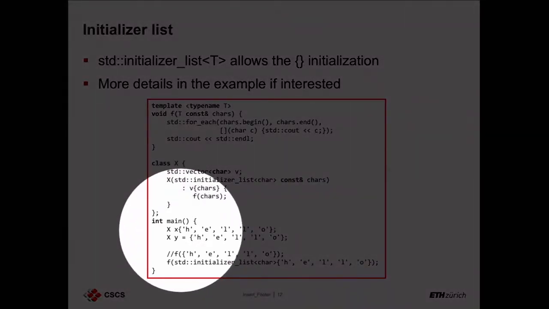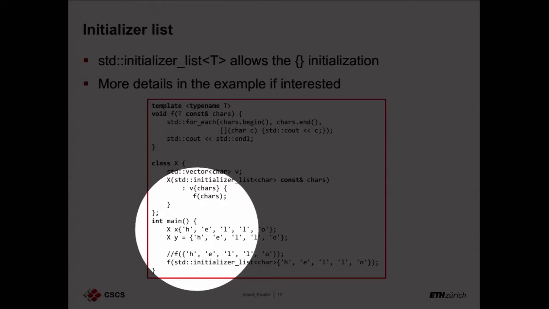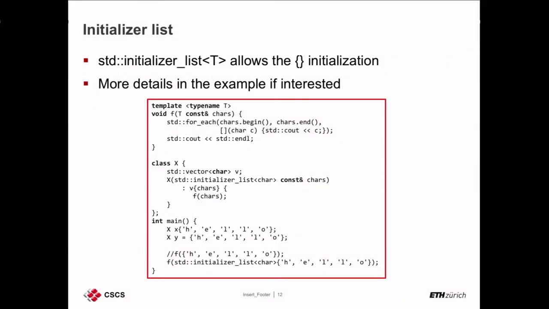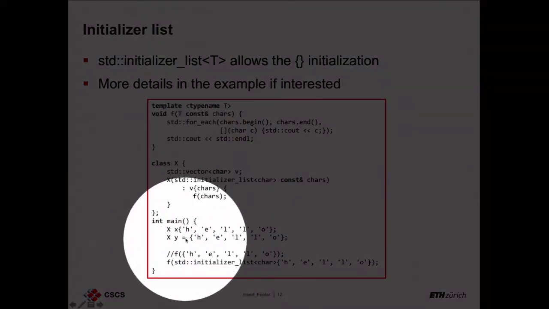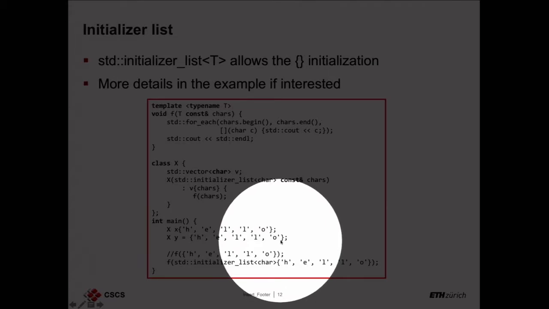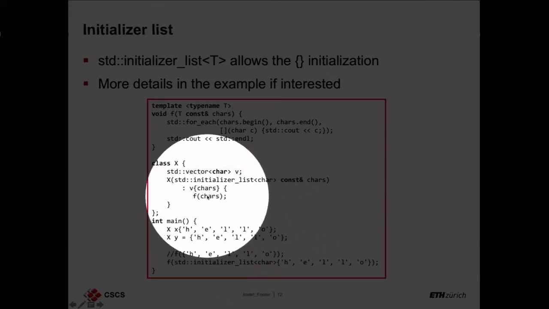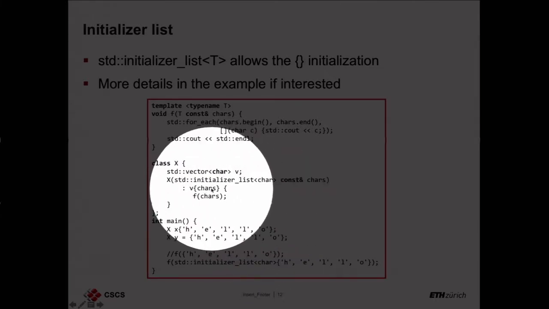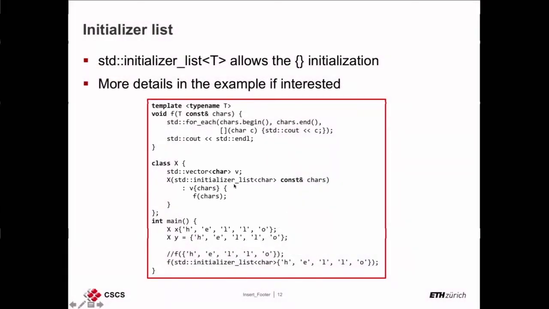So if I initialize X with HELLO, then I will initialize my vector V with a vector of 5 elements. So the first is H, the second E, then L, L, and O. And I can also do it by using the assignment. So the compiler will look at this and say, let's see if this class has an initializer list, and pass it to the initializer list constructor.